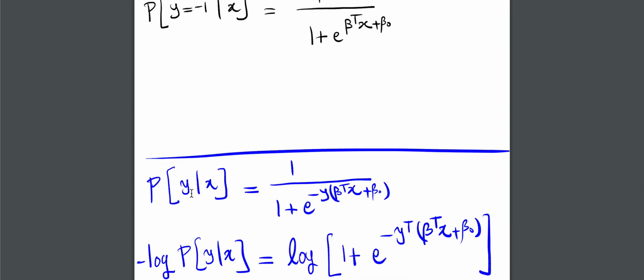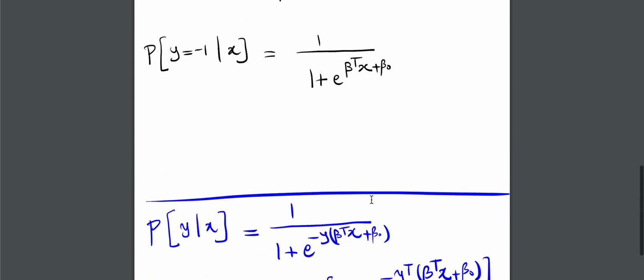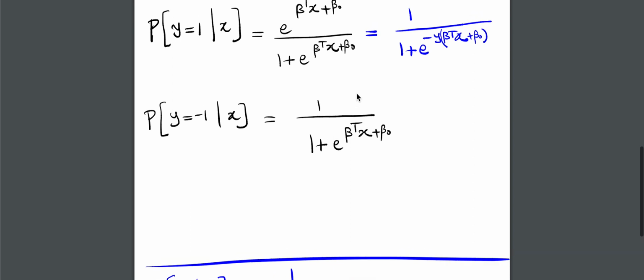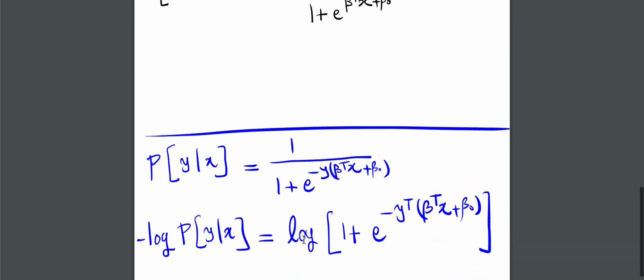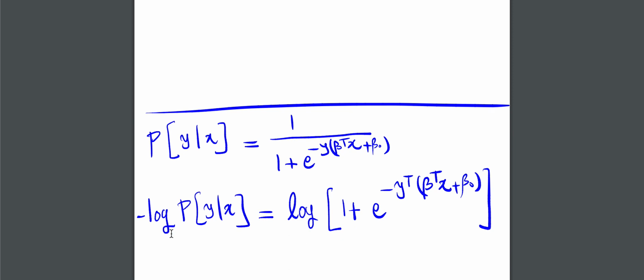On the other hand, if y is negative 1, then you have 1 divided by 1 plus e to the power of beta transpose x plus beta 0, which is this. So we combined these two into this one formulation. Now if you take the negative log of this probability, yes, it is a probability, but in this context we call it a likelihood because we are interested in beta and beta 0.